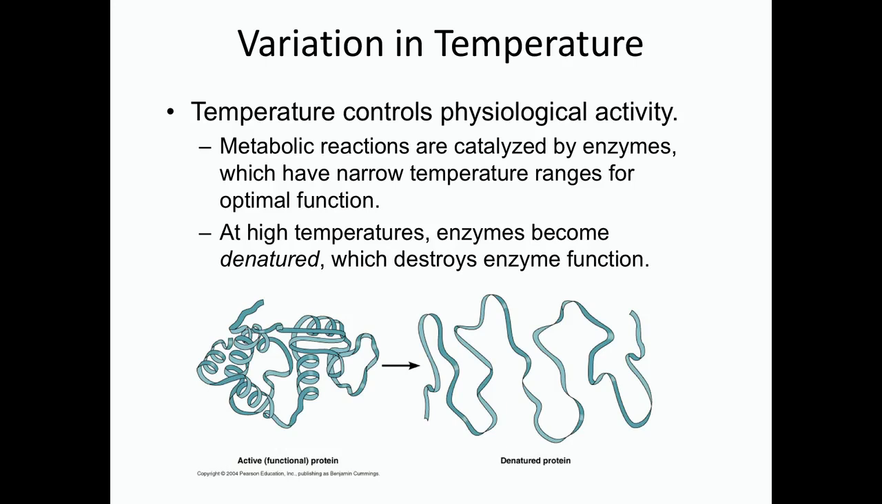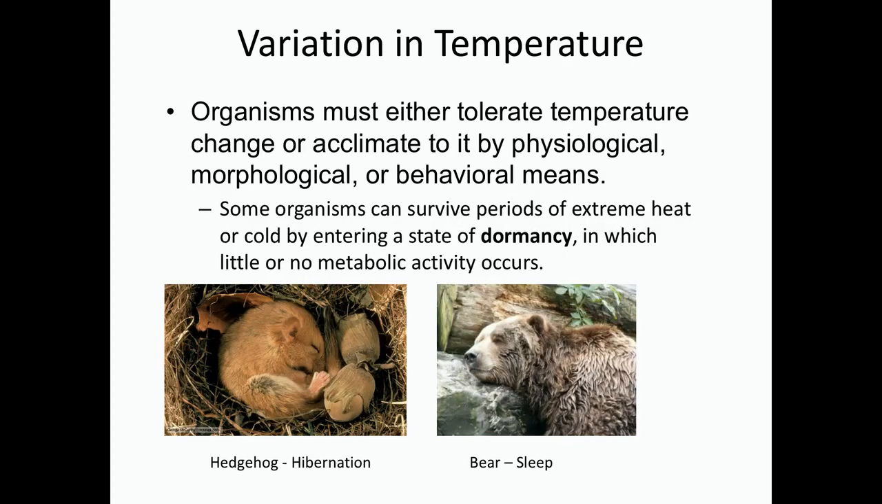So what can they do if they're outside of their ideal temperature range? Well, they have a few options. One, they can just tolerate the temperature change. So they can just wait it out and hope that the temperature gets better. So some organisms have this strategy. Other organisms will do something called acclimate. They will have some kind of physiological, morphological, or even behavioral change that allows them to survive in temperatures that are not ideal for their chemical reactions.